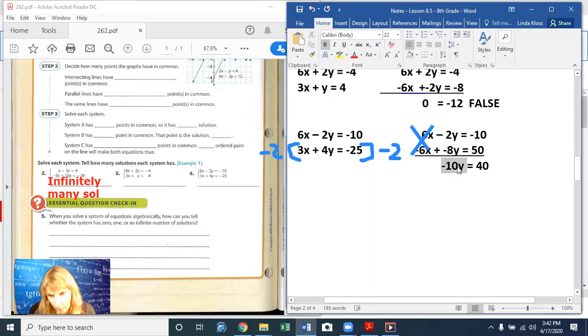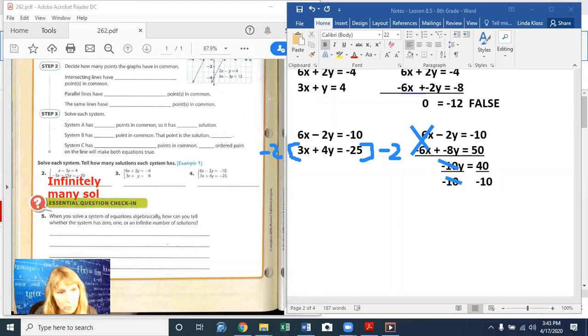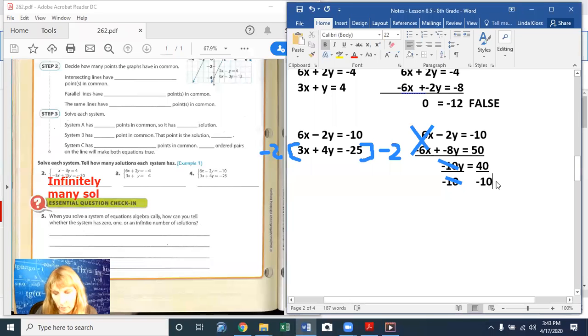Divide both sides by the coefficient in front of the variable, which is negative 10 and negative 10. Crossing off the 10s because they cancel each other out. I am left with y equals, go ahead, say it out loud. Oops, probably already said it. The computer's going crazy. Y equals 40 divided by negative 10, negative 4, right?